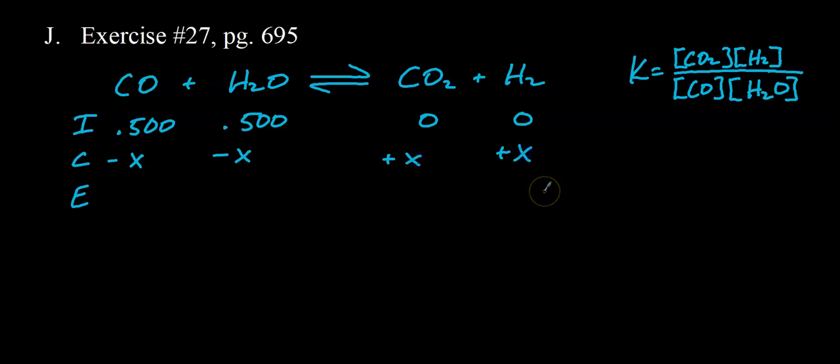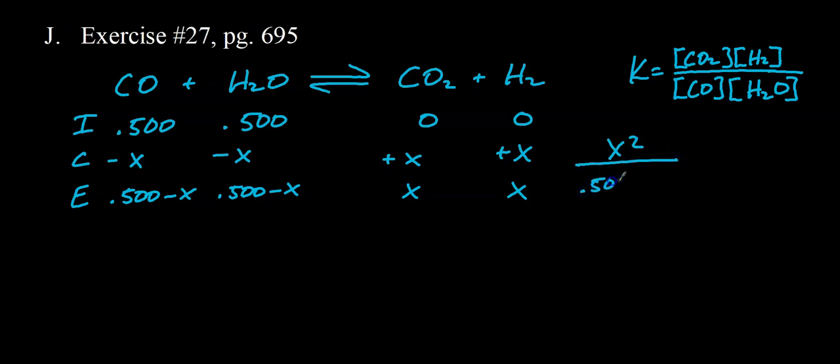Since everything has a 1-to-1 ratio, everything's concentration is going to change by the same amounts. So the equilibrium concentration of CO is 0.500 minus X. Same for the water. Equilibrium concentrations of CO2 and H2 are each X. We're going to take that and plug it into our equilibrium expression. So we get X squared over (0.500 minus X) squared equals our Kc, which is given to us in the problem. It is 1.845.